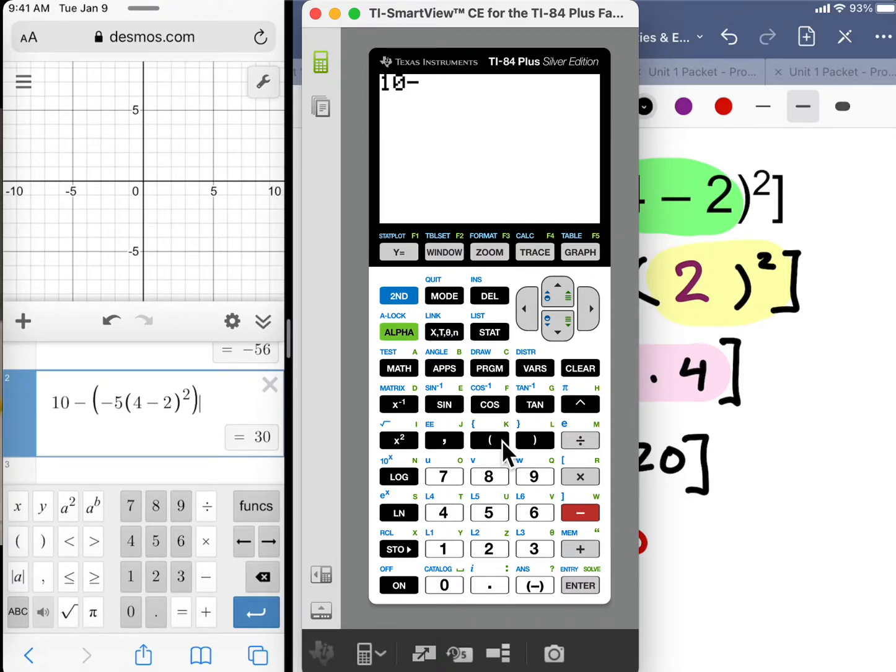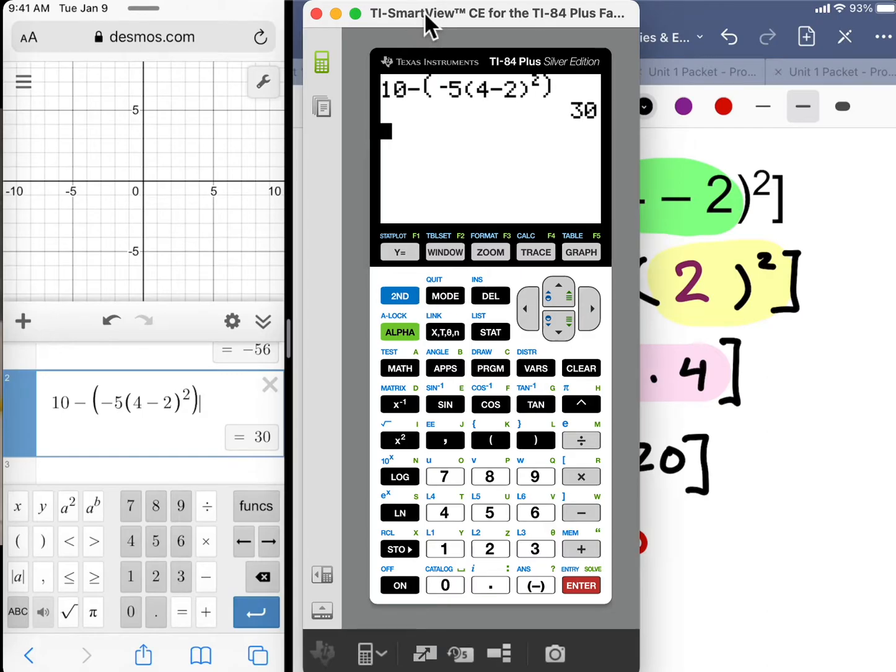With the TI, it's annoying because you have the difference between the minus and the negative sign. All right, you got to know when to use what. All right, so 10 minus parentheses. This is a -5, because you're not subtracting this 5 from anything. It's just a standalone value of -5. So use the negative symbol. Parentheses 4 minus 2. Close it up and square it. Power of 2 right next to the comma. Close it up and then hit enter, and you have your 30 that way.